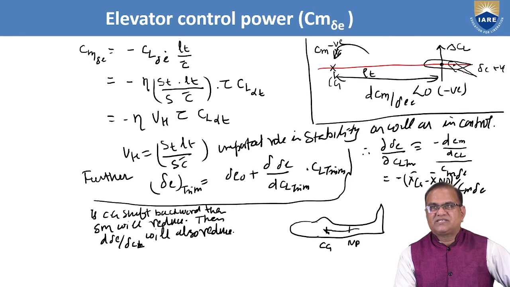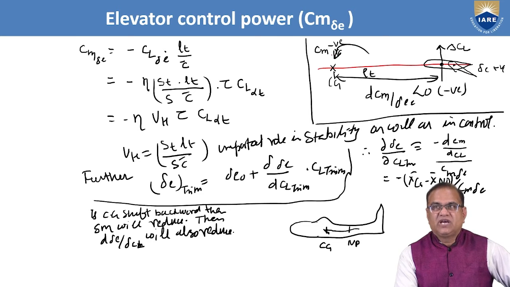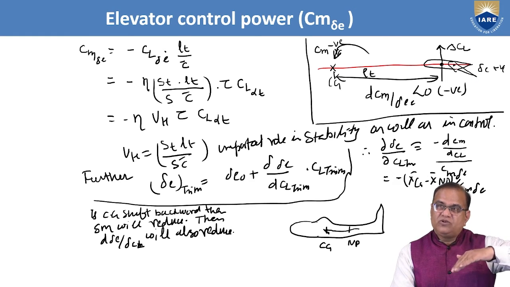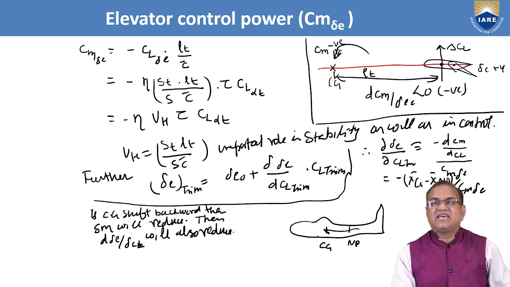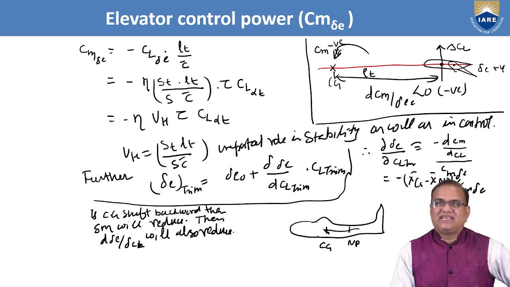If we deflect this elevator, we will get some additional coefficient of lift, delta CL, and this delta CL multiplied by Lt gives us a Cm delta E, which is negative. This we can see by this. If we make a positive deflection of elevator, meaning elevator down is positive, the force will go up and the nose will go down. So if you deflect a positive elevator, you are going to get a negative coefficient of moment, and so Cm delta E is negative.